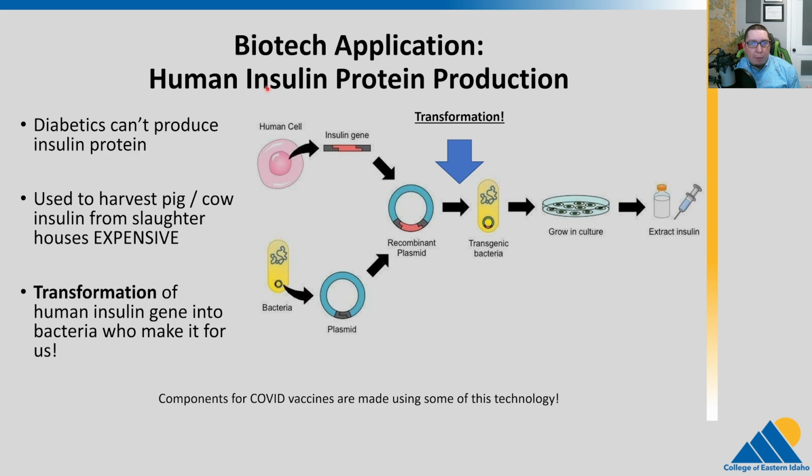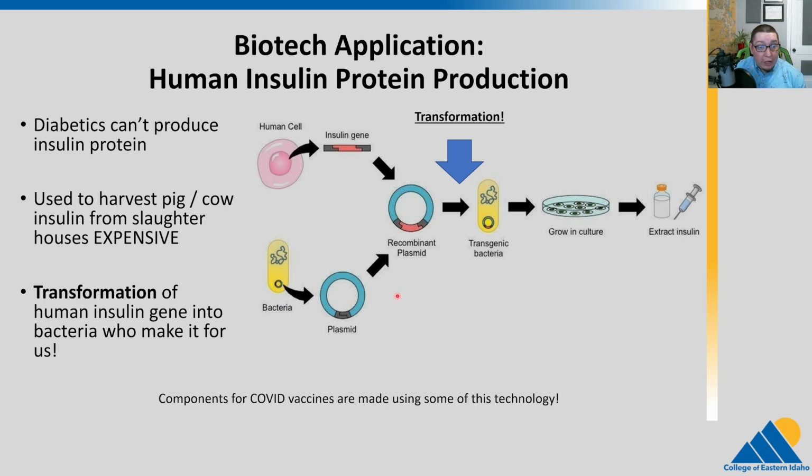The human insulin protein is critical in regulating your blood sugar. I think we're all aware of this. It is a protein hormone. Diabetics cannot produce the insulin protein. There's a couple of reasons why that doesn't happen. Some of them are genetic, some of them are induced through diet and things like that. There's various ways this can happen, but diabetics need to have supplemental insulin to regulate their blood sugar.